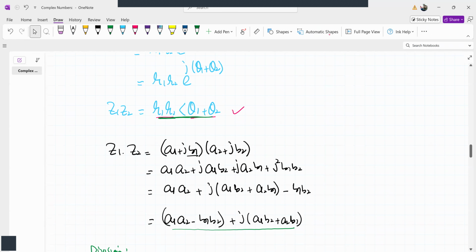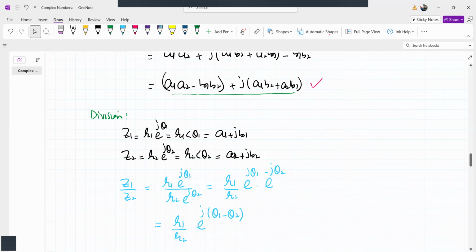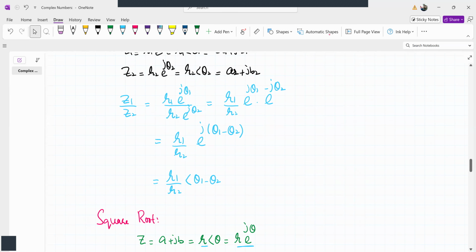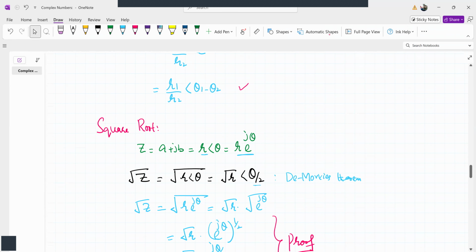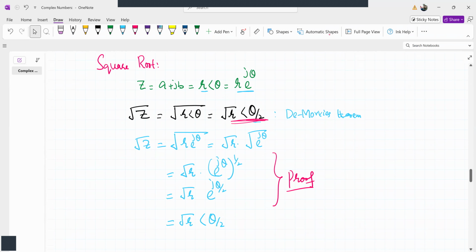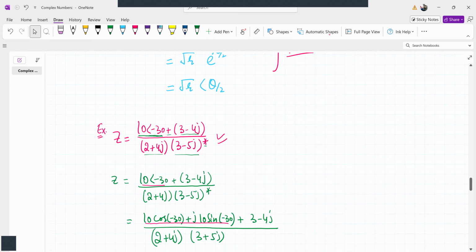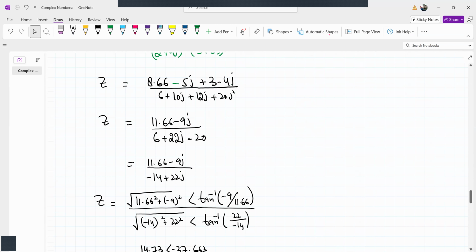We can also do the multiplication in rectangle form, but it is a little bit difficult compared to polar form. Then division is also very easy in polar form. We simply divide the magnitudes and subtract the phases. Then the square root of a complex number is given by this, and we saw the proof for this. Then we learned a few examples, and this is it. In the next session, we'll learn what a phasor is.